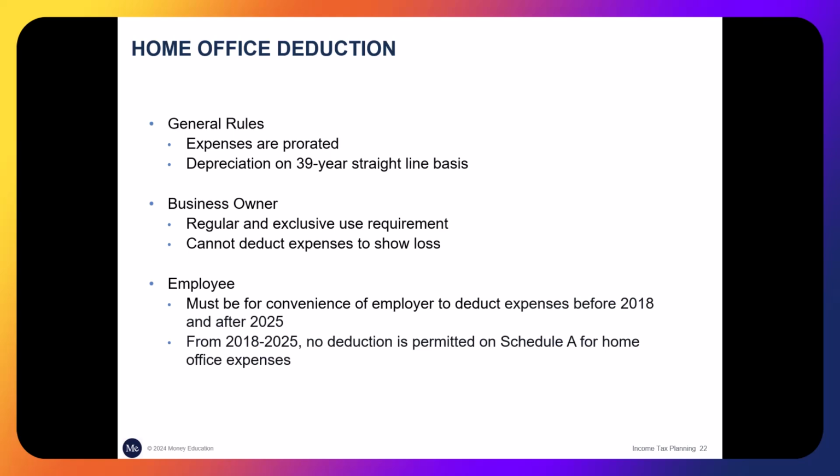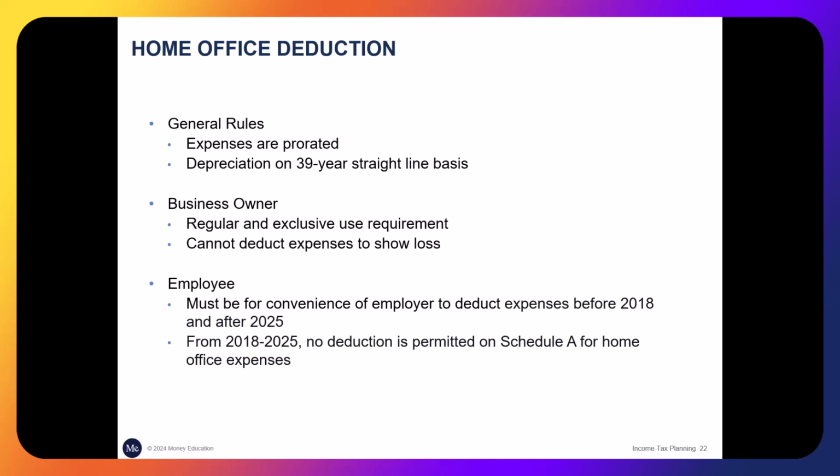So a home office expense is classified only for self-employed. If you are self-employed, you get this deduction as a deduction for AGI above the line. It's part of the Schedule C. For an employee, it is gone between 2018 and 2025, but it may come back after 2025. In order to deduct a home office, your expenses are prorated and depreciation is on a 39-year straight line basis.